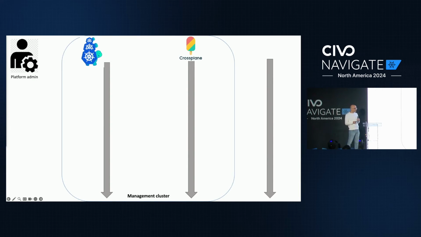So I have an example here, which is an end-to-end example. We have a management cluster where we have Cluster API running, and we want to create a Kubernetes cluster. So what we do, we post the Cluster API custom resources, and Cluster API is going to create the cluster as we wish.